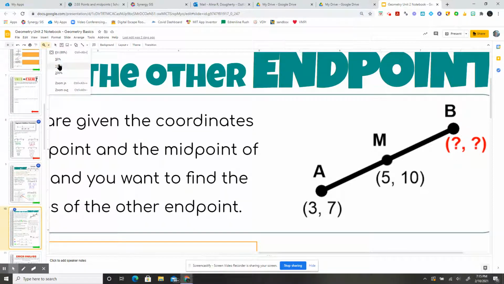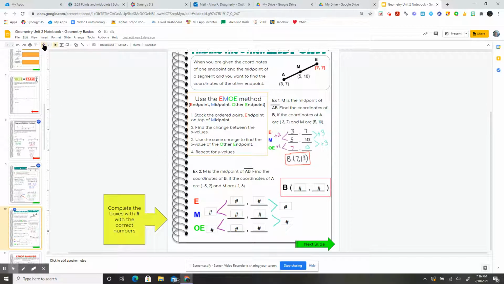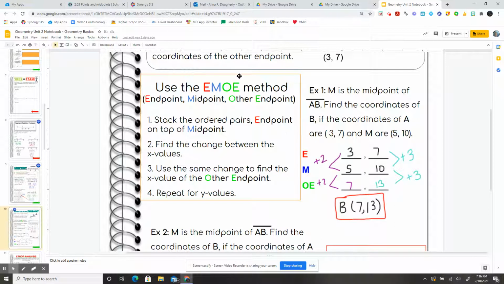So let's see if we can go back to this. Just a little bit bigger. There we go. We're going to use something called the EMO method. So E stands for endpoint, M stands for middle point, and OE is the other endpoint. We're going to make a table or a chart like we have over here with the endpoints on the ends and the middle point in the middle. It kind of makes sense, but you'd be surprised at how many people will get these wrong.